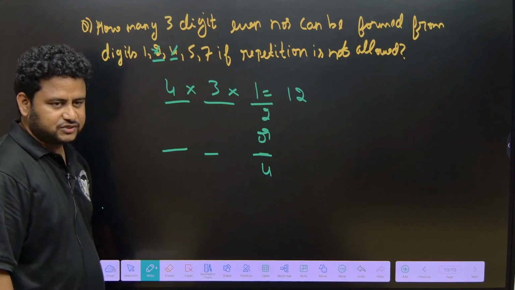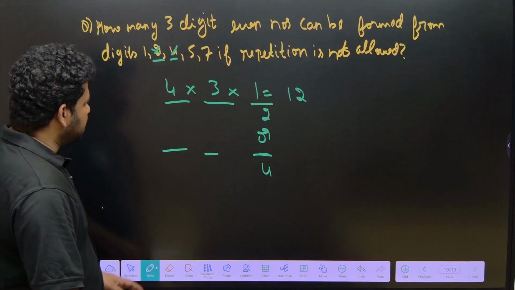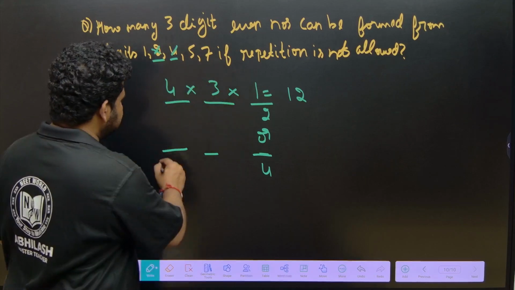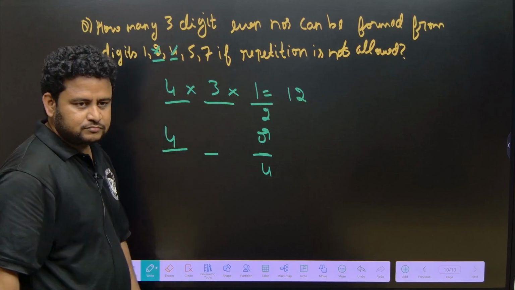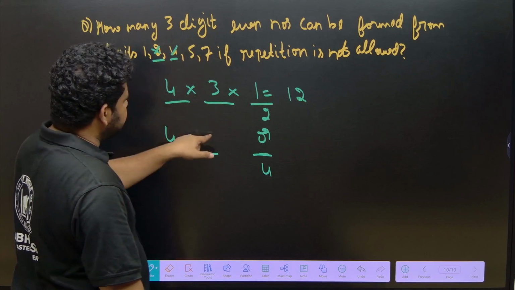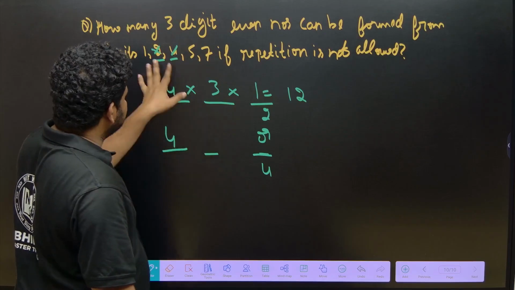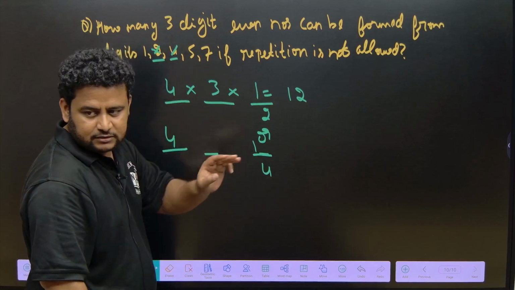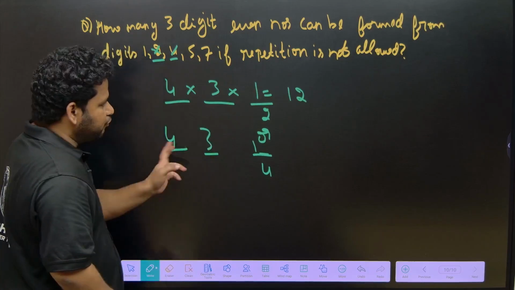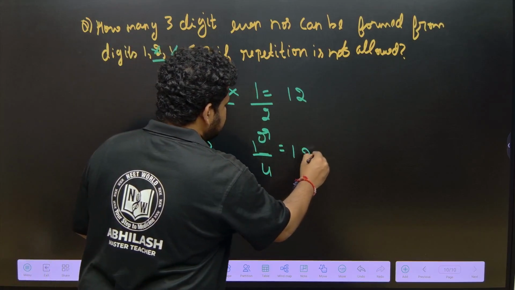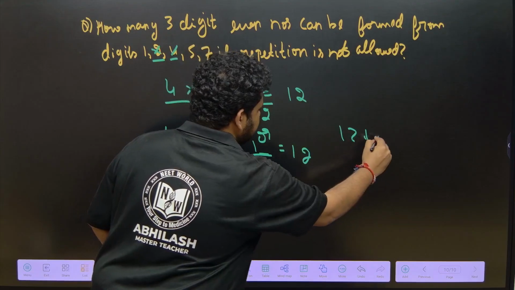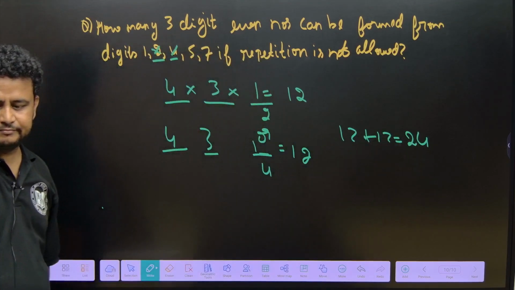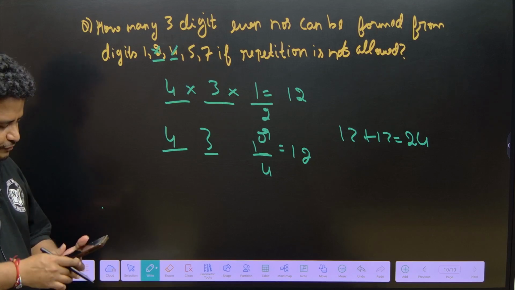Now 4 is fixed. Now 4 is fixed means remaining how many are there? 4. Correct? So out of 5, 2 are fixed, means this is 1, this is 1. So remaining how many are there? 3. So any of the 3 can come here. 4 into 3 into 1, that is 12. So 12 plus 12, 24. Understood? Got it? Clear? This is how you solve it.